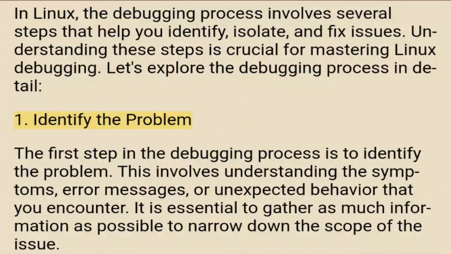1. Identify the problem. The first step in the debugging process is to identify the problem. This involves understanding the symptoms, error messages, or unexpected behavior that you encounter. It is essential to gather as much information as possible to narrow down the scope of the issue.